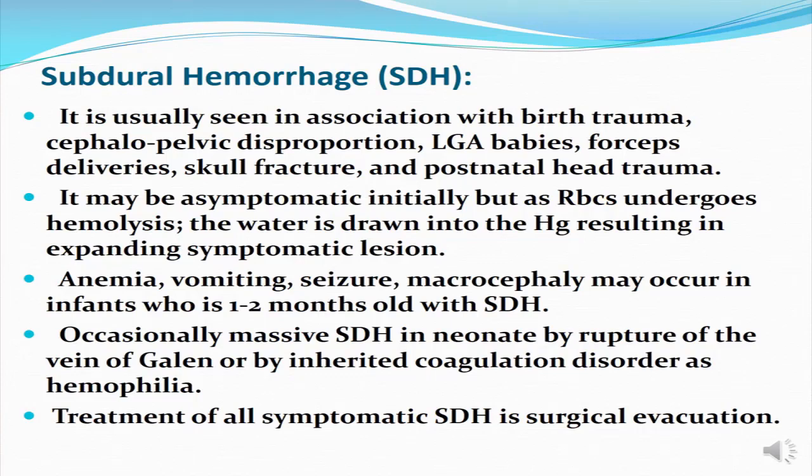Occasionally, massive subdural hemorrhage occurs in neonates by rupture of the vein of Galen or an inherited coagulation disorder such as hemophilia. Treatment of all symptomatic subdural hemorrhage is surgical evacuation.